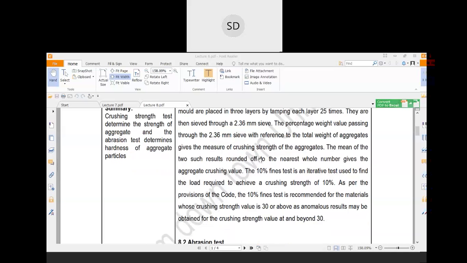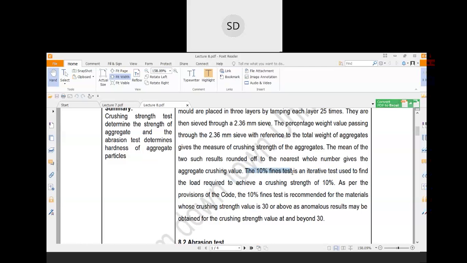Now, there is one check. The 10% fines test is an iterative test used to find the load required to achieve a crushing strength of 10%. So basically that is the new portion. There are some variations of the test, and that is called the 10% fines test.